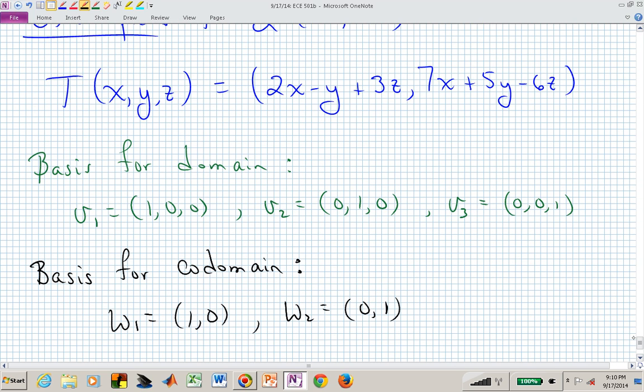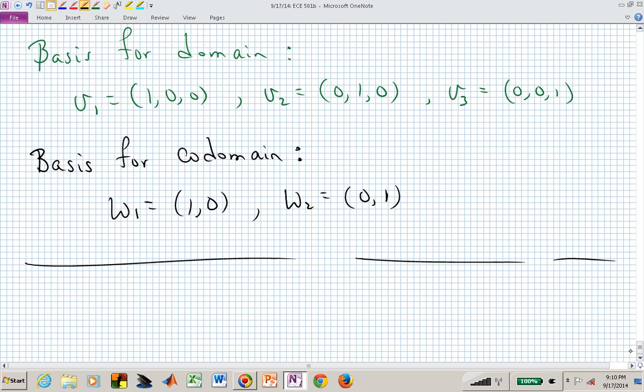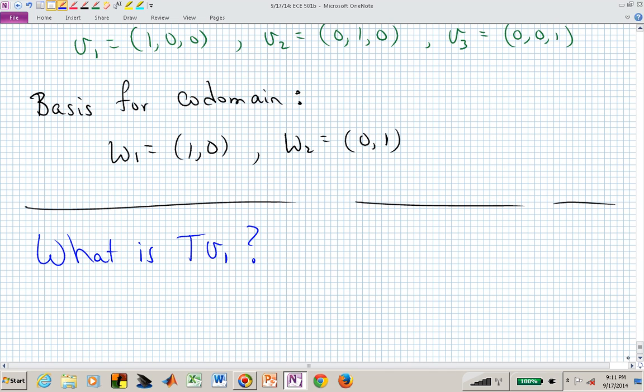We have our linear map. We have a basis for the domain. We have a basis for the codomain. Let's now see what that might look like in terms of a matrix representation. What is the matrix representation for this linear map T? Well, let's look at what the linear map T applied to the first basis vector looks like.